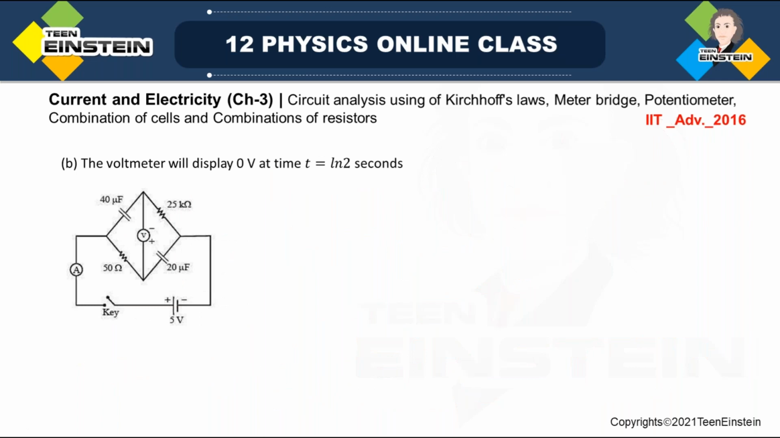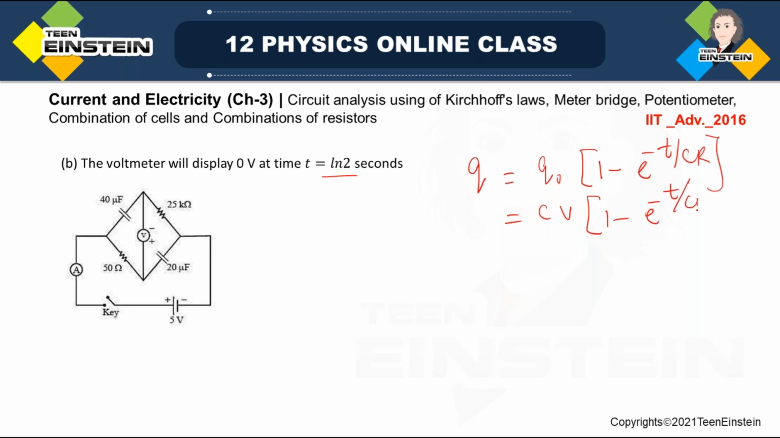So second part, we'll just write down. See, we know when capacitors are charged. The second part is saying the voltmeter will display 0 volt at time t equal to 0. So at any arbitrary time, let us see what is the equation of charging. What is the charge stored by a capacitor? In general, the equation will be charge Q is equal to Q0 into 1 minus e to the power minus t by CR. What is C and what is this Q0? Q0 is C into V, and this is 1 minus e to the power minus t by CR.